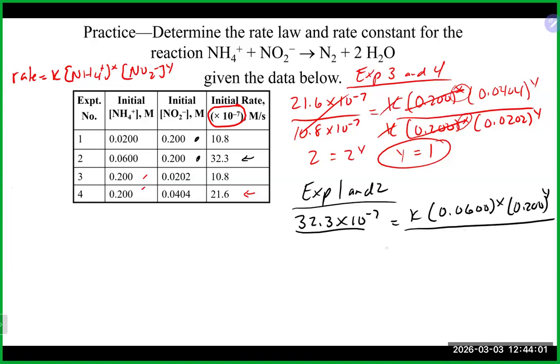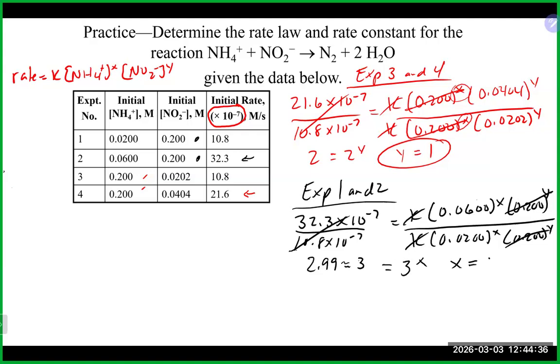Putting on there then everything for experiment 1, 10.8 times 10 to the minus 7. K 0.02 and 0.2. Doing our division here, we're going to get 32.3 over 10.8. That's going to give us approximately 2.99 and some change. I'm going to call that a 3 at this point since it's pretty close to 3. Coming to the other side, we're going to cancel. And this is going to cancel. That's going to give us a 3 to the X. So it does look like X is going to be 1 in this case.